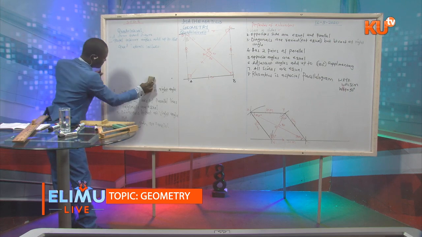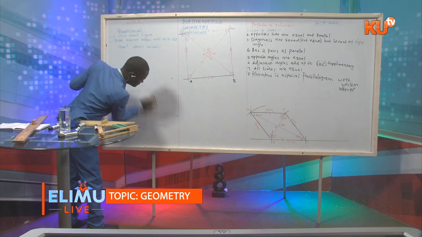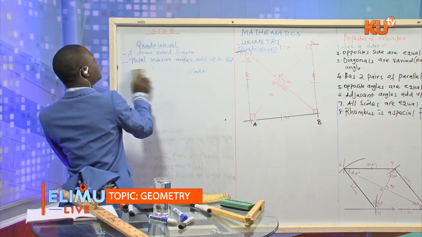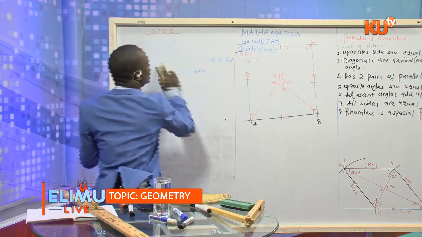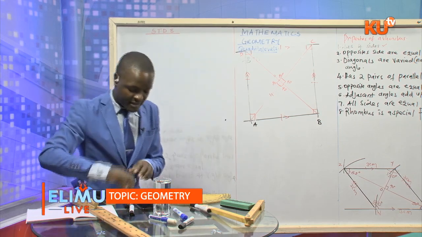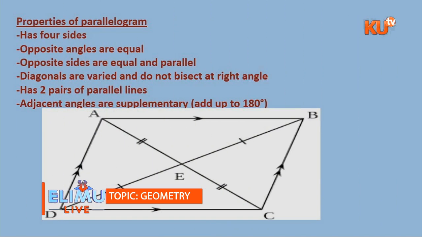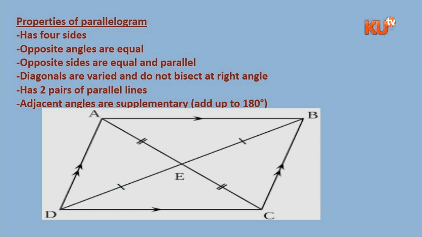So parallelogram is another quadrilateral. One of the properties of a parallelogram is that, number one, it has four sides.